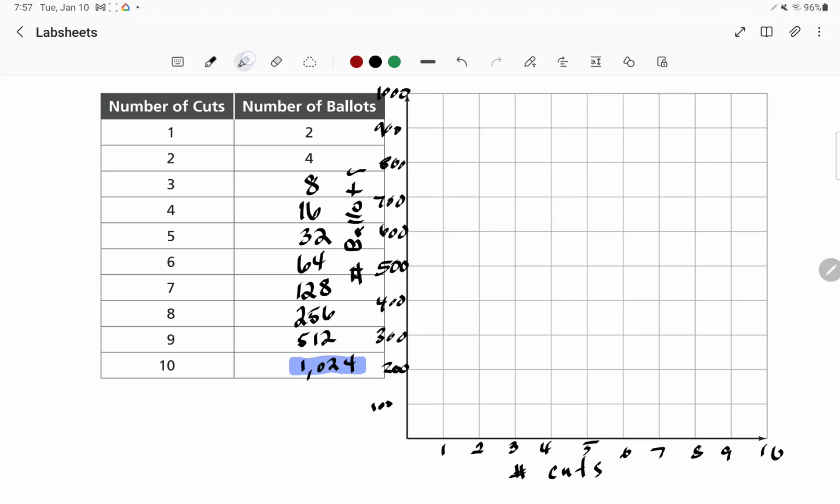So make sure you label those, and I'll highlight the labels here. Number of ballots, number of cuts. And let's go ahead and plot these points. Go ahead and do this on your own. Plot the points. And then on part B, number 2, it says, how does the growth pattern show up in the graph and the equation? And number 3, is the relationship a linear function? And explain that. So go ahead and answer part B, numbers 1, 2, and 3, and then come back to the video.